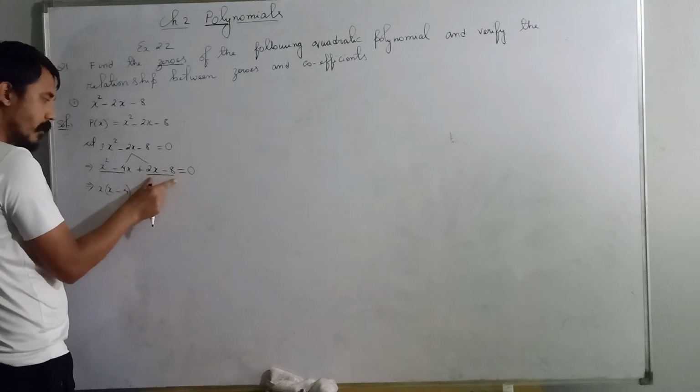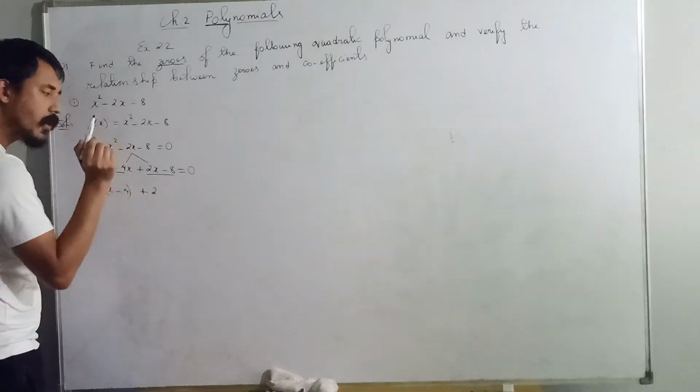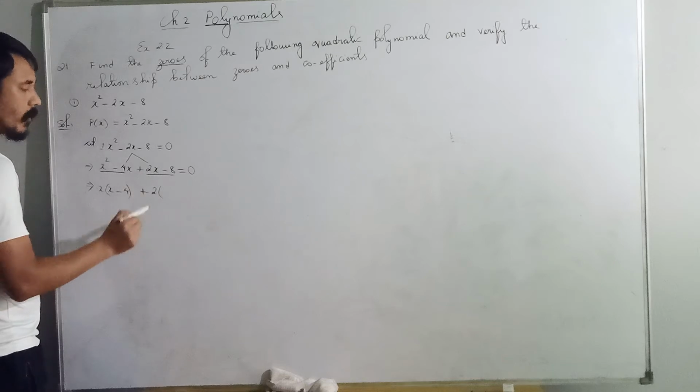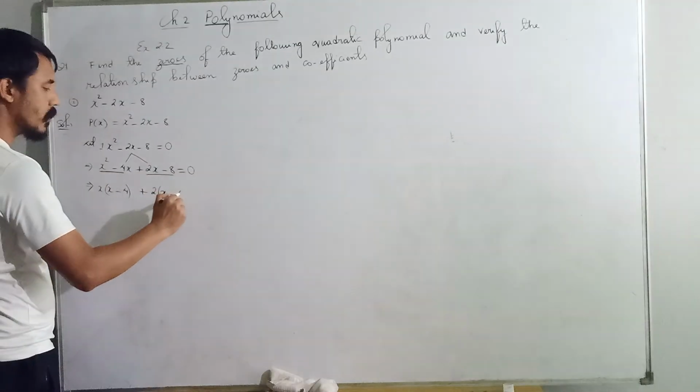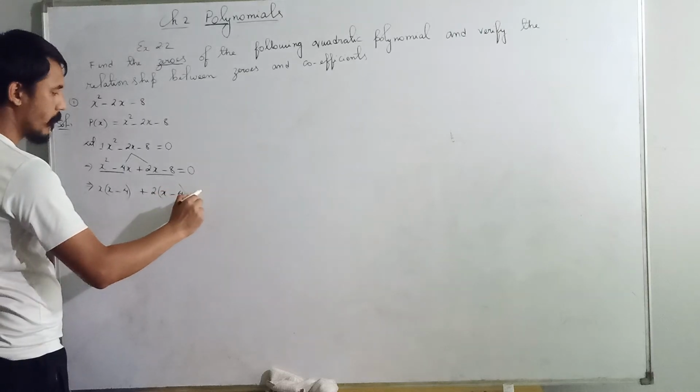From the remaining pair, we have 2 common. So if you take 2 common from 2x, we have x. From 8, if you take 2 common, then 2 4s are 8.